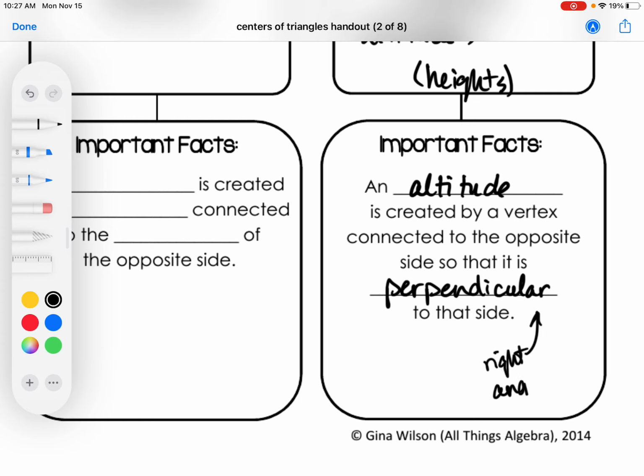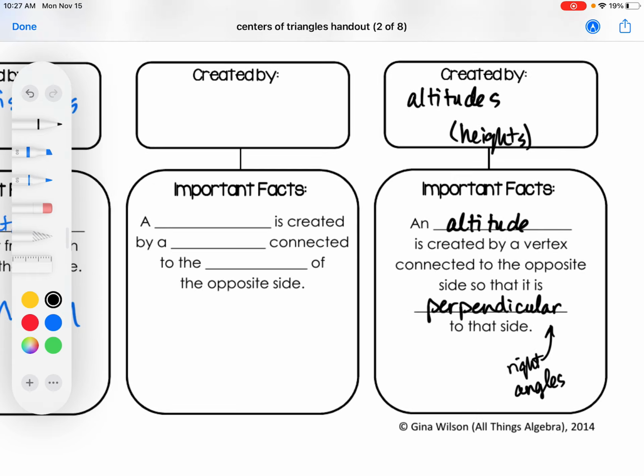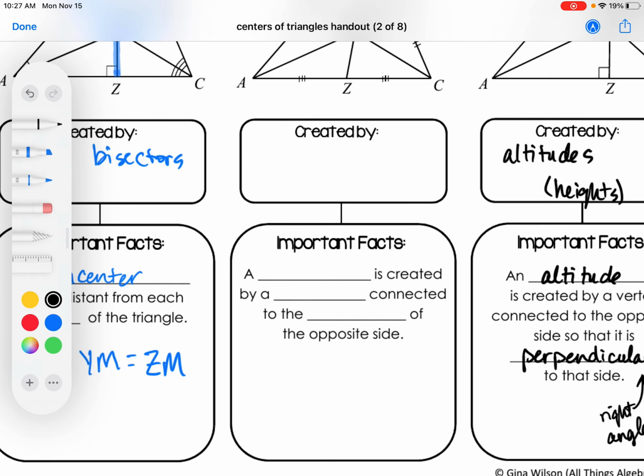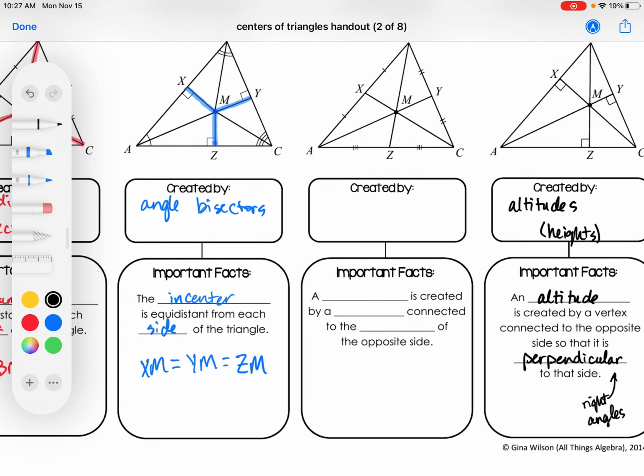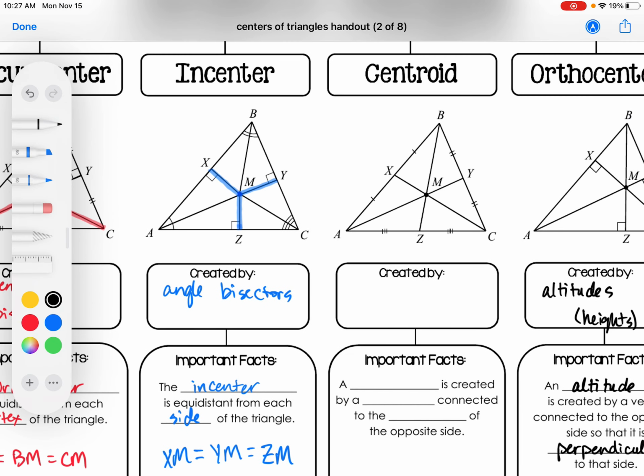Right angles. That's the name of the game with perpendicular. Right angles. All right. Now, this last one, the centroid, is the most complicated one, and we've got several practice problems that are dedicated to it.